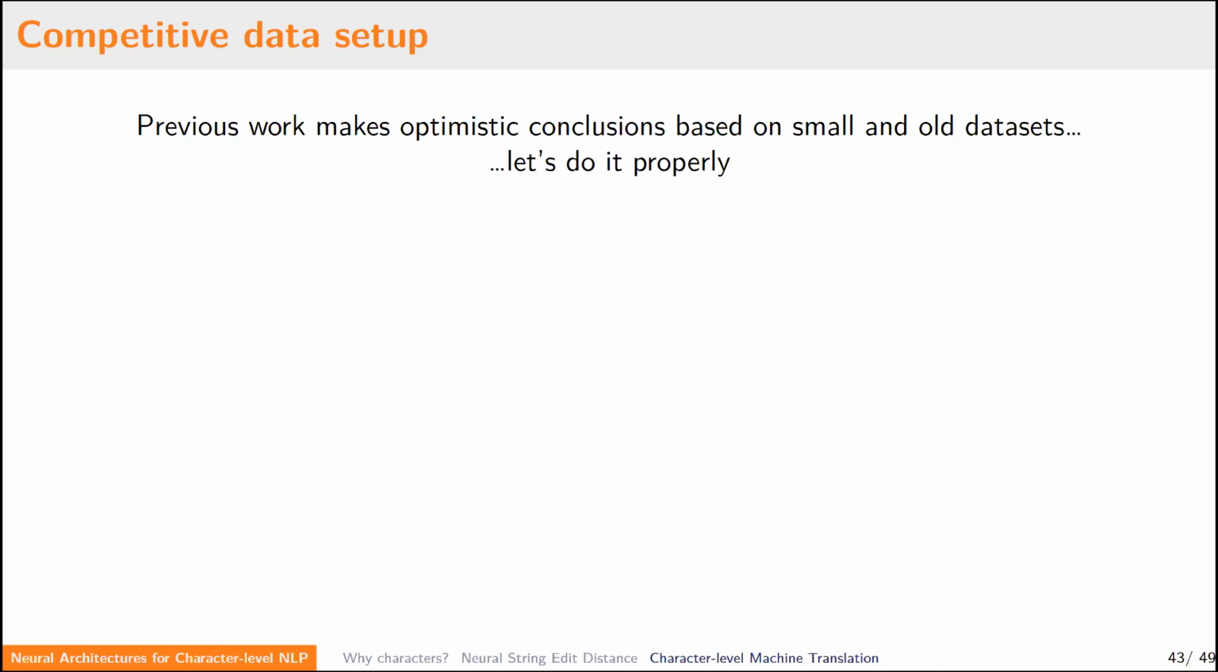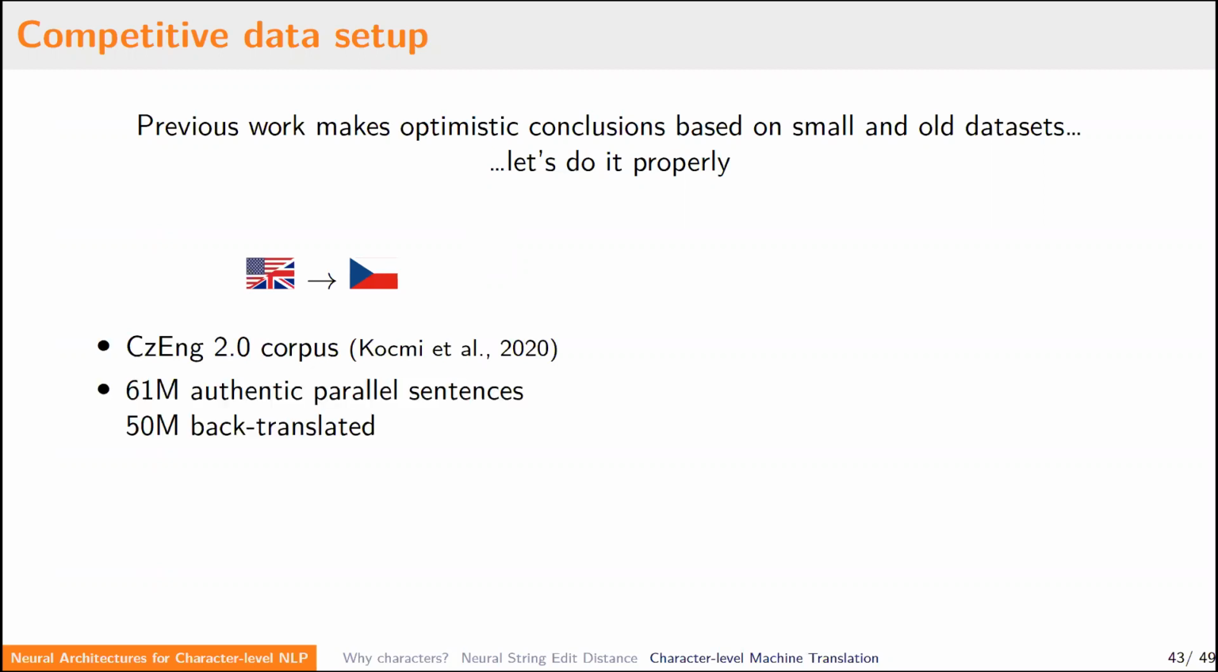As I said at the very beginning, the previous work typically makes optimistic conclusions about the character level models based on small data. So we wanted to evaluate it properly on the data sets that are actually used in the WMT competition. So for English-Czech, we took the CzEng 2.0 corpus with 61 million authentic parallel sentences and 50 million back translated sentences. We didn't use the forward translated.